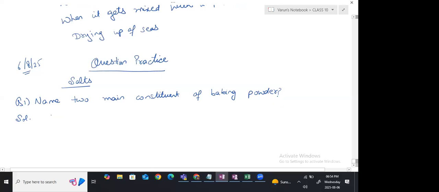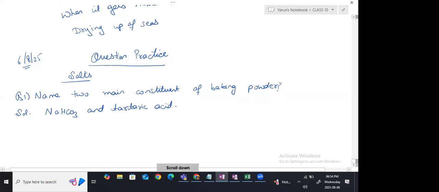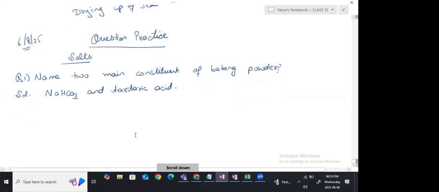So one answer that you can write is baking soda, and you can write the chemical formula of baking soda also. What is the chemical formula of baking soda? NaHCO3. Yes, so you will write NaHCO3 and tartaric acid. Clear? If it is asked in the exam, you will not write baking soda. You will simply write sodium bicarbonate, because you have to mention the answer in terms of chemicals.